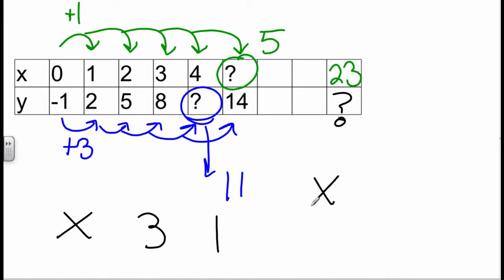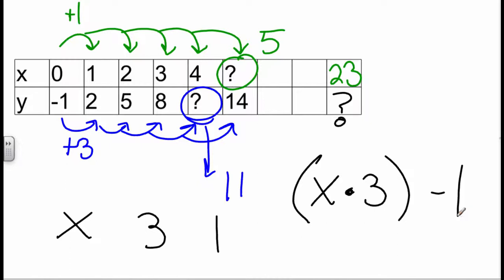What about x times 3? Let's just stop there. What is 0 times 3? 0. How do we get then to negative 1? Minus 1. All right, so let's do this first and subtract 1 and see if that continues to work. What's 1 times 3? 3. Minus 1? 2. Oh, my gosh, it's going to work.